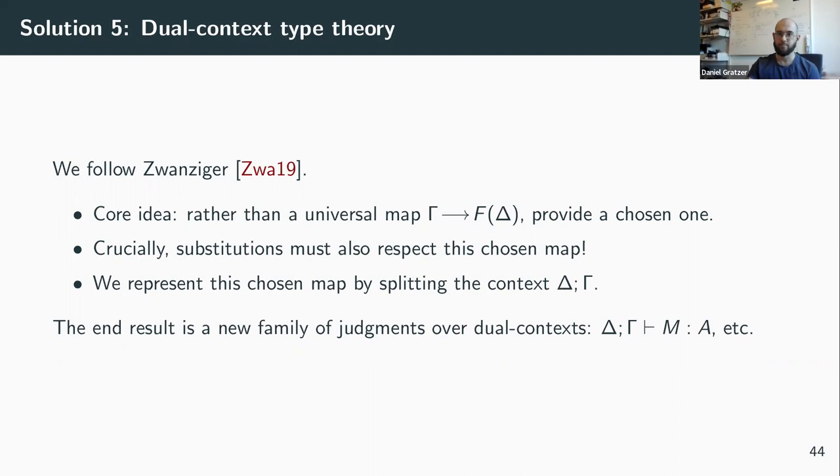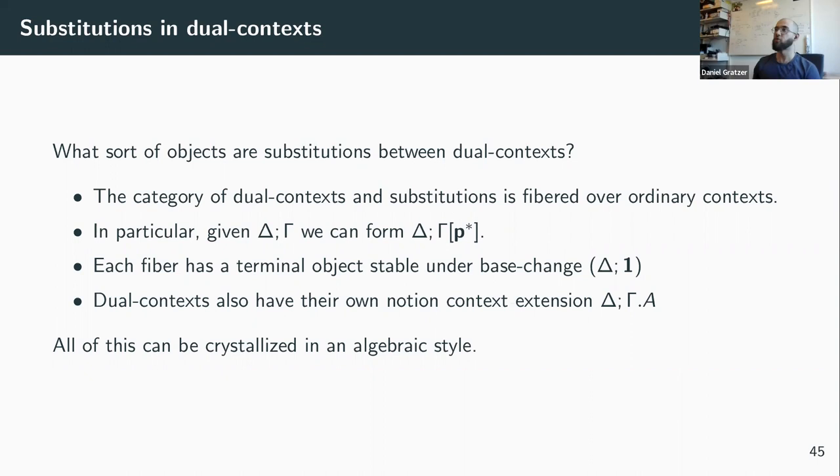And what sort of things are substitutions between these dual contexts? They're maps which respect this division between the chosen map onto F delta. So there's a nice categorical way to structure this, which is that the category of dual contexts and their substitutions should be a fibered category over ordinary contexts and ordinary substitutions. We have, therefore, a Cartesian reindexing, which gives us a way of dragging back a context to adjust to things that we change in delta.